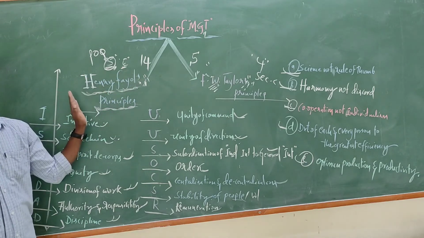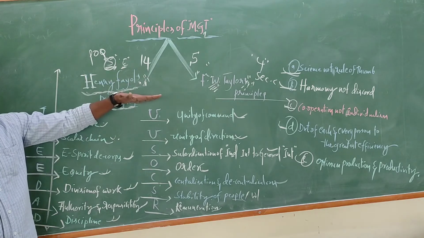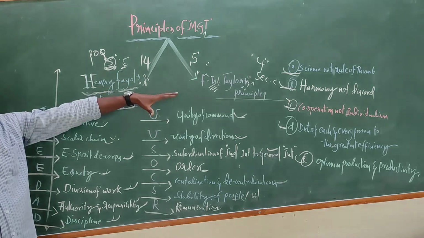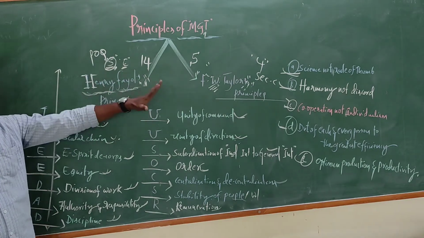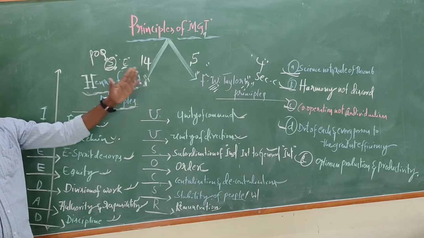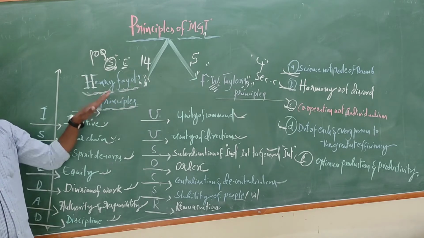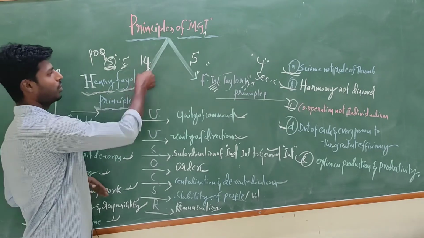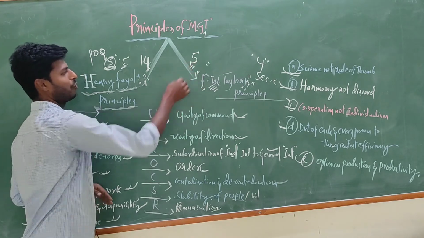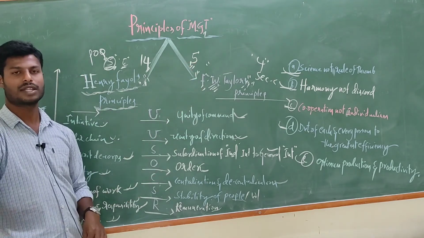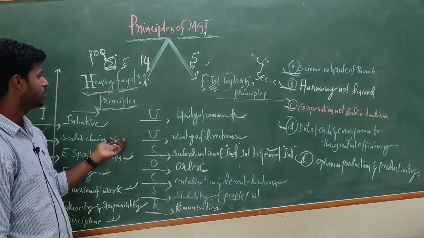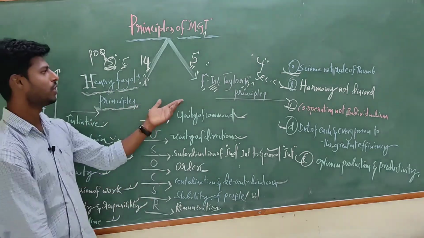Both are very important from the viewpoint of knowledge and examination. Do remember, both are very essential: F.W. Taylor's principles and Henry Fayol's principles. Henry Fayol's principles are 14, F.W. Taylor's principles are 5. In the next class, we go into detailed discussions on Henry Fayol's principles and F.W. Taylor's principles.